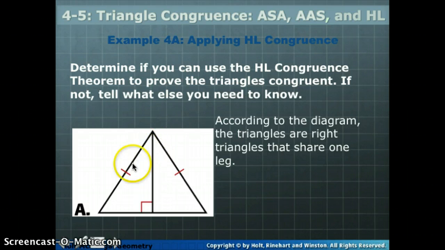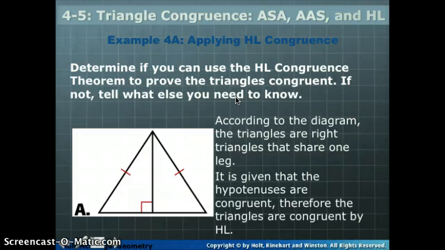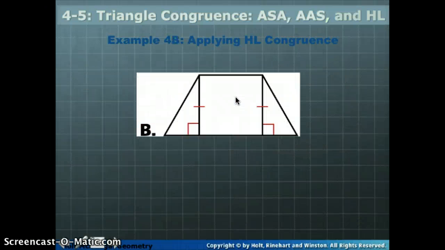Now if we look at the hypotenuses, they both have a dash on them, which means that they are congruent. So we do have a set of hypotenuses congruent. And since we have a right triangle with a set of hypotenuses and legs congruent, then yes, the triangles are congruent by HL. Okay, how about in this one?